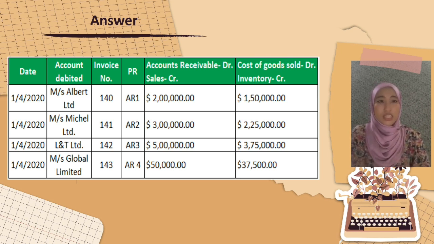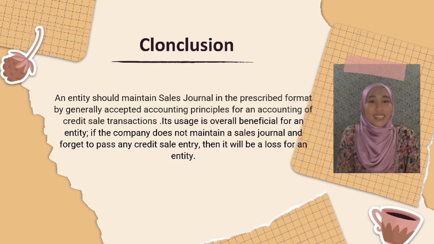The third transaction is debited under L&T Limited under the invoice number of 142, and the accounts receivable are 500,000 and the cost of goods sold are 225,000. And lastly, the account is debited under Messrs. Global Limited under the invoice number of 143, and the accounts receivable are 50,000 and the cost of goods sold are 37,500. Lastly is the conclusion.